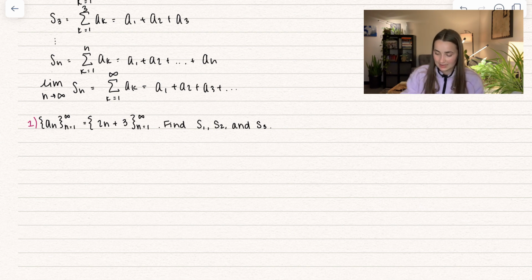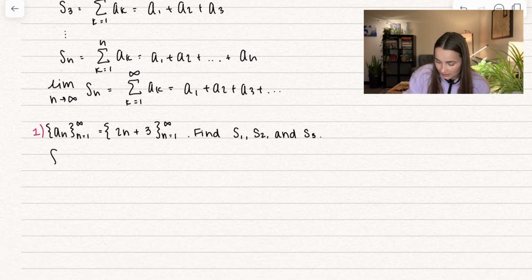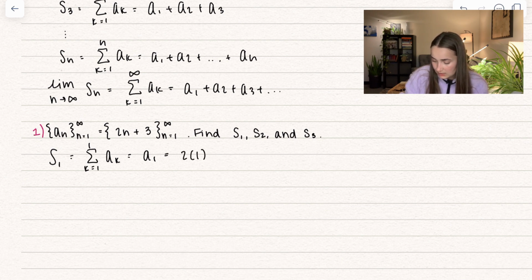First, we're going to go ahead and find s sub 1. So the first way you could do it is we have the summation from k equals 1, and now we're only going to 1. It's just going to be the first term, right? And what you could do first is you could have our a sub k's. So it's going to be equal to a sub 1, and here you could plug in what that's equal to. So 2 times 1 plus 3, which is equal to 5.